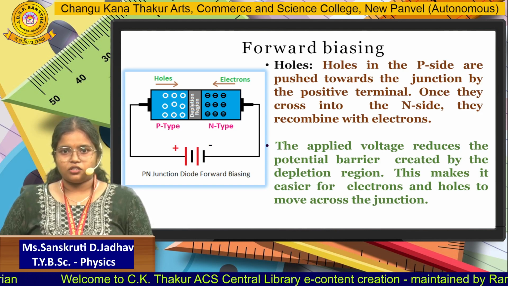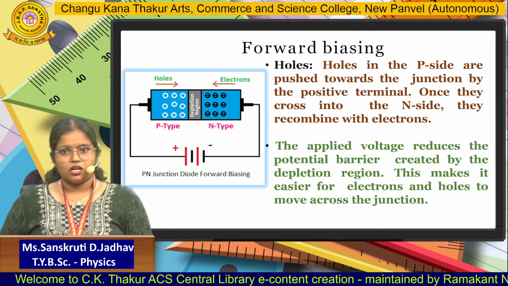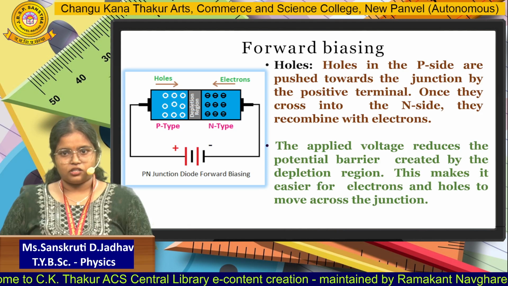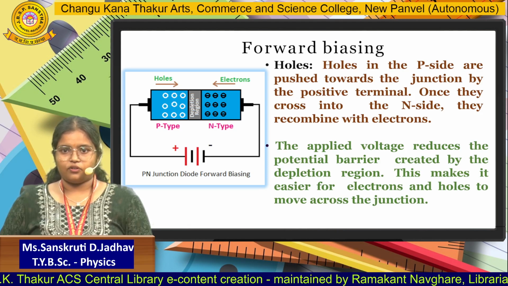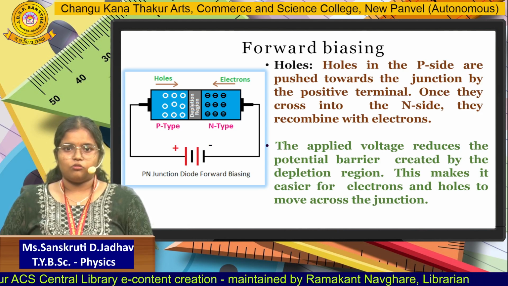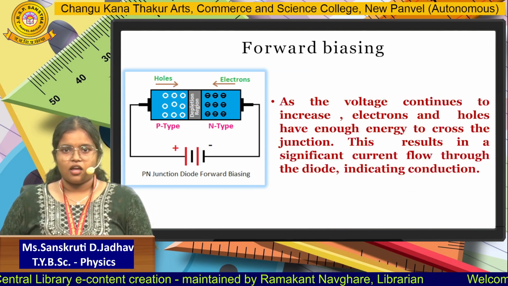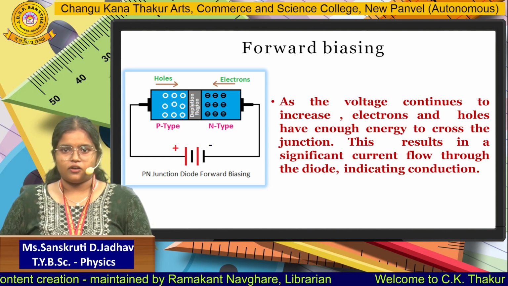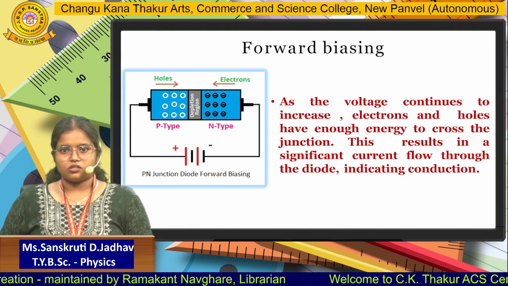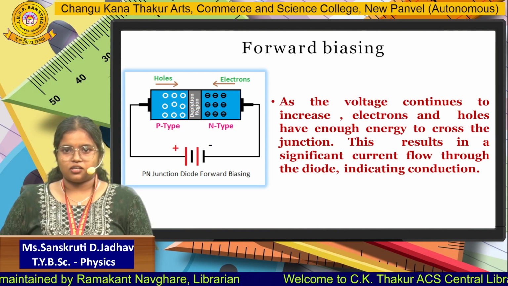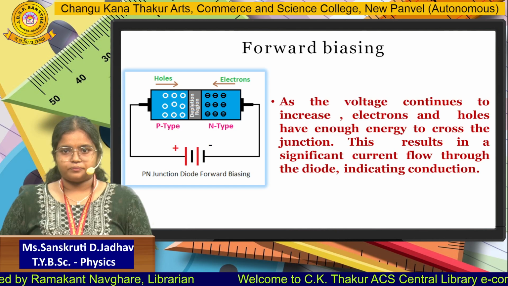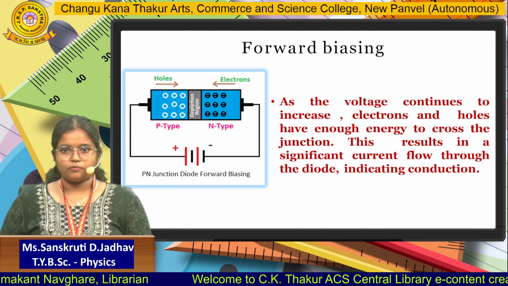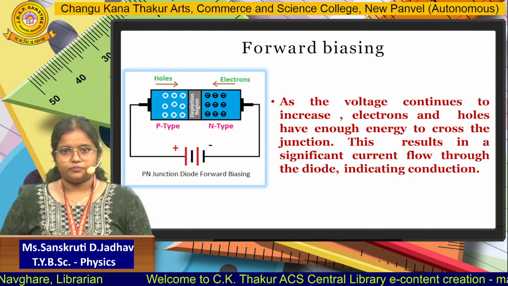The applied voltage reduces the potential barrier created by the depletion layer. This makes it easier for electrons and holes to move across the junction. As the voltage continues to increase, electrons and holes have enough energy to cross the junction. This results in a significant current flow through the diode, indicating conduction.